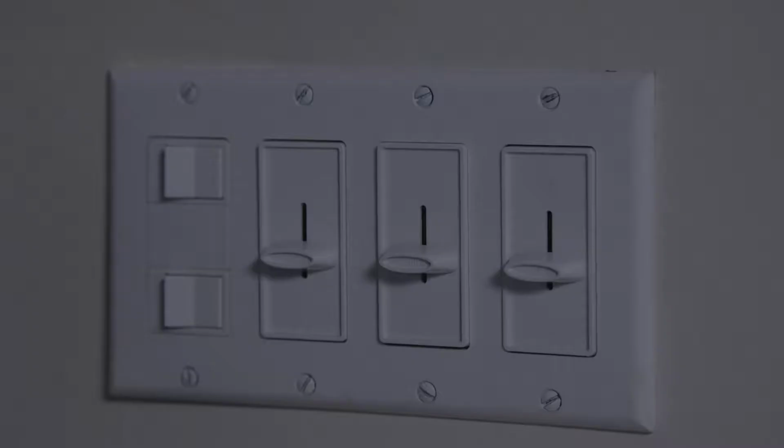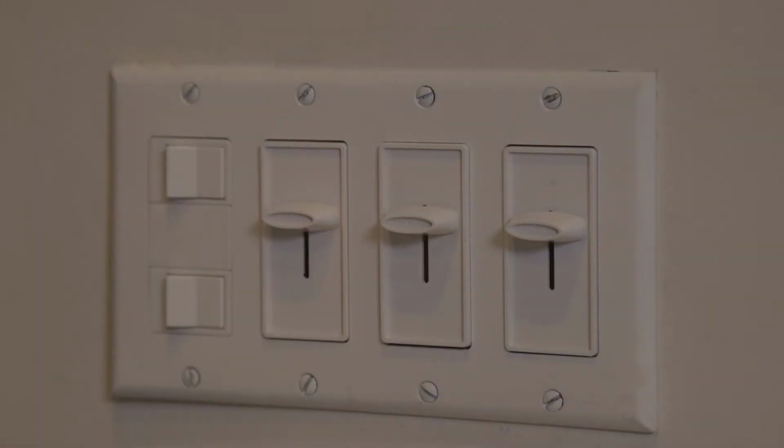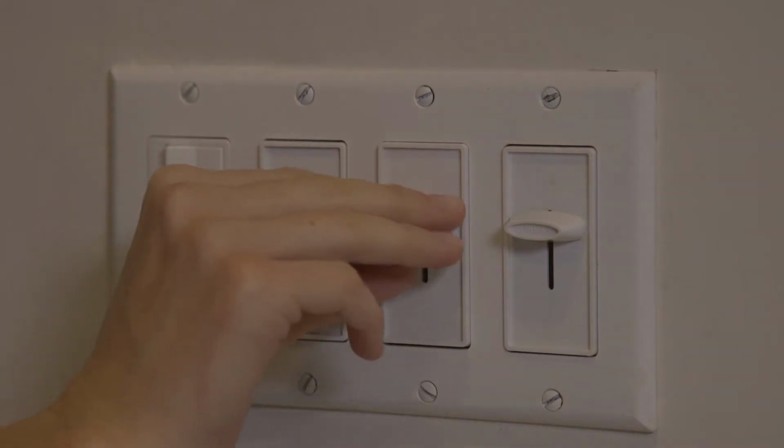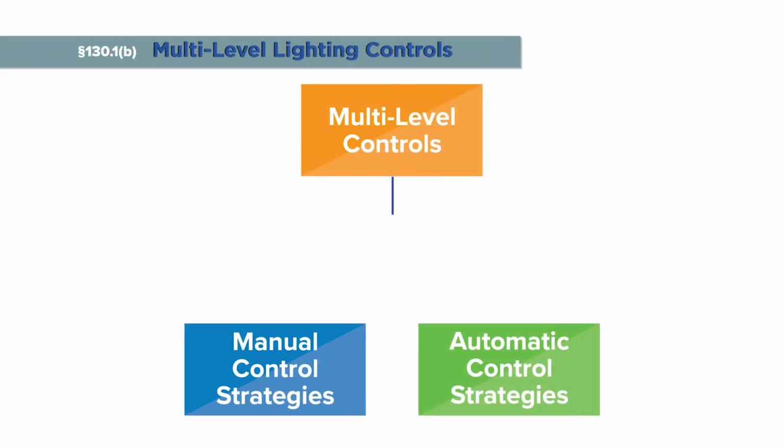Multi-level lighting controls provide building occupants with the ability to use all of the light, some of the light, or none of the light in an area. They are often used to control dimmable luminaires, but in some cases they may be used to switch rows or groups of non-dimmable luminaires to achieve different light levels in a space. Multi-level lighting controls can enable both manual and automatic control strategies.